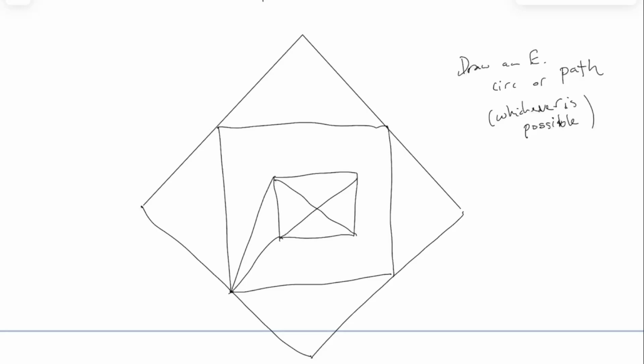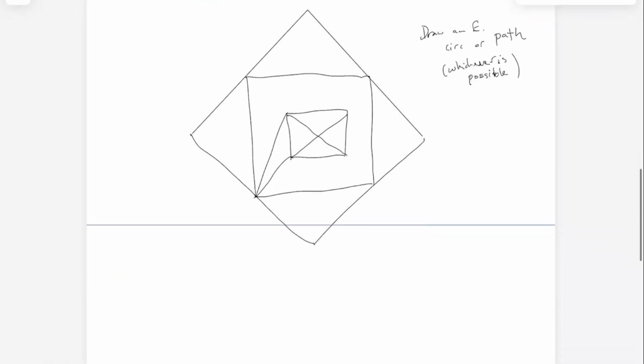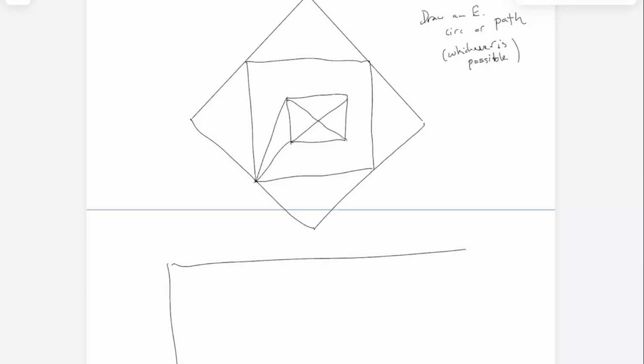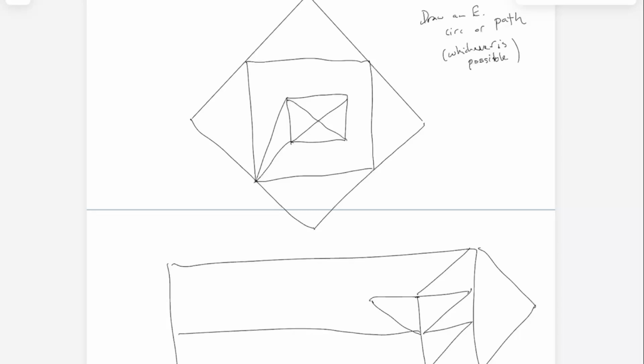All right? And then I have another one. That's another sort of big and complicated picture. All right, that's my second one.